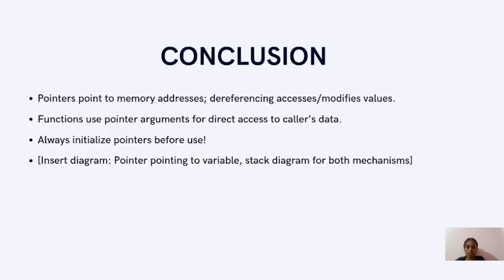In summary, pointers point to memory addresses and reference the values stored there. Functions can use pointer arguments for direct access to the caller's data. Always remember to initialize pointers before using them to avoid errors. Diagrams like pointers pointing to variables and stack diagrams for passing mechanisms can further help you understand these concepts.